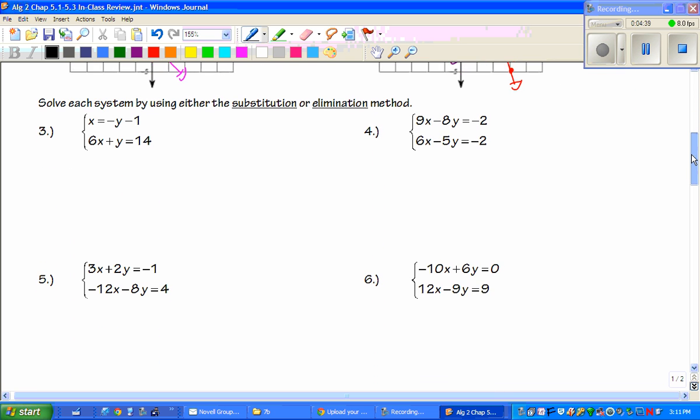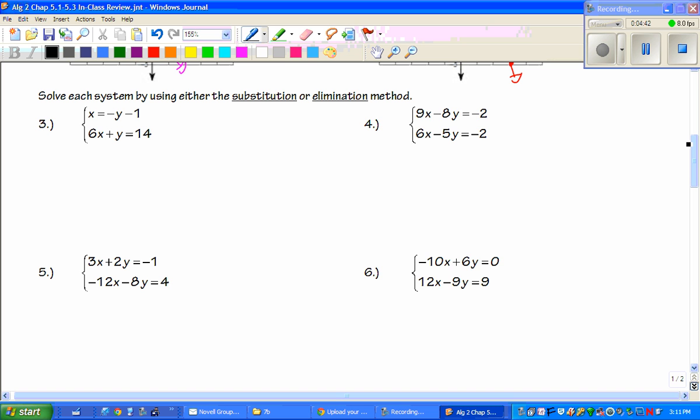Okay, now solve each system by using either the substitution method or the elimination method. So I'm just going to go through real quick and look to see what I should use for these. Now, the first one, the x is by itself. For this one, I'm going to use substitution. Number 4, see how everything's kind of lined up? That means I'm going to use elimination.